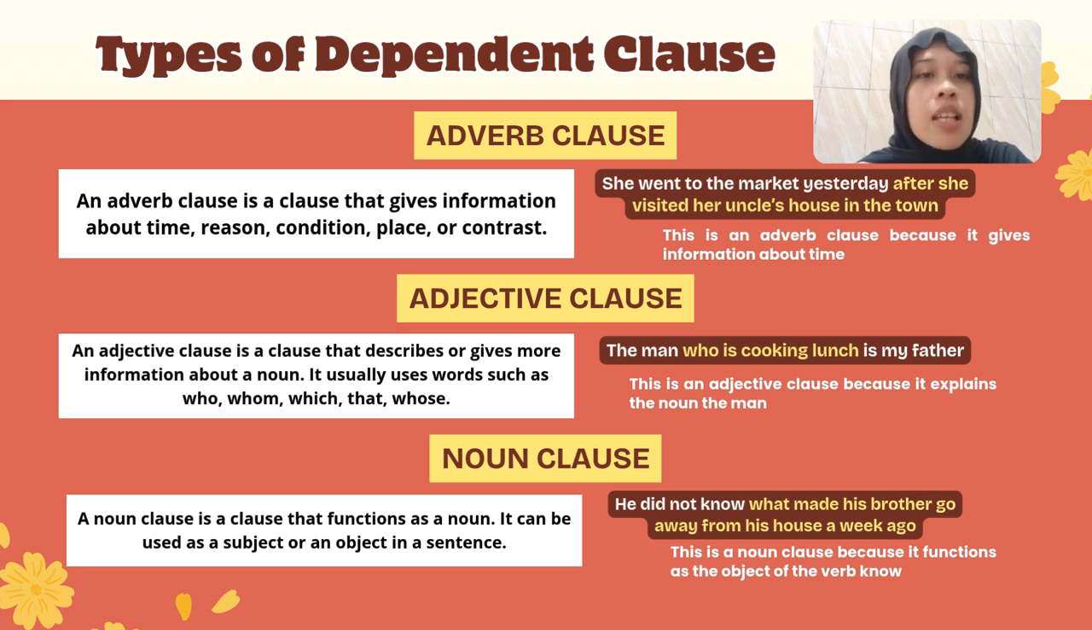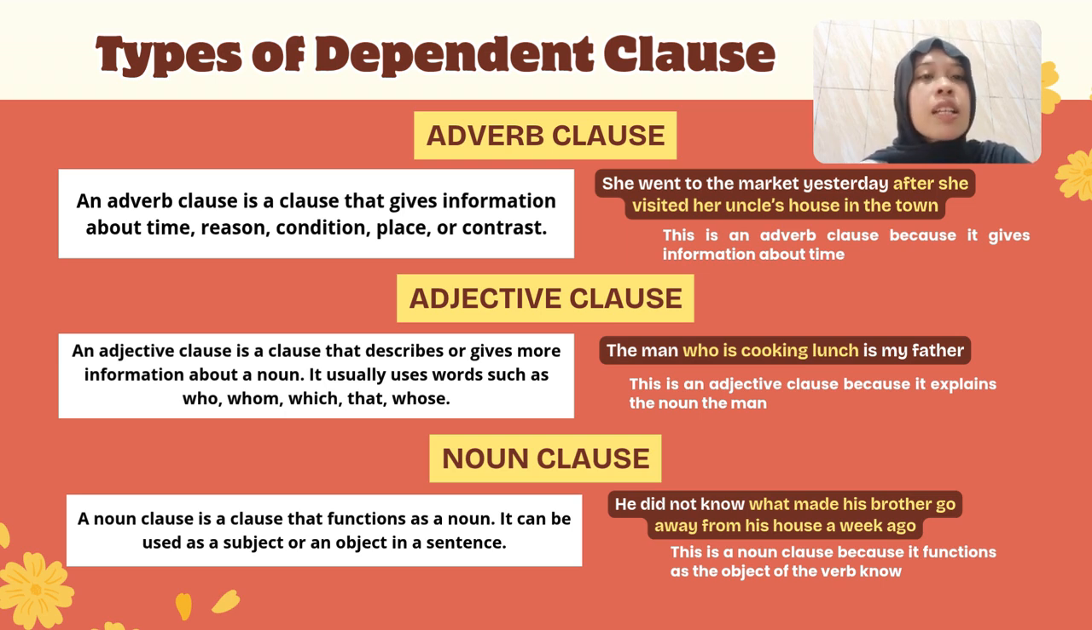The first type is adverb clause. An adverb clause gives information about time, reason, condition, place, or contrast. The example is, she went to the market yesterday after she visited her uncle's house in the town. The dependent clause is after she visited her uncle's house in the town. It is an adverb clause because it gives information about time. It explains when she went to the market.